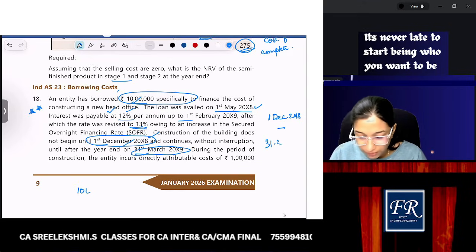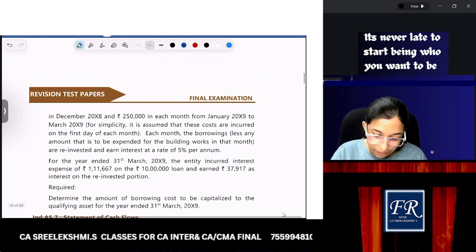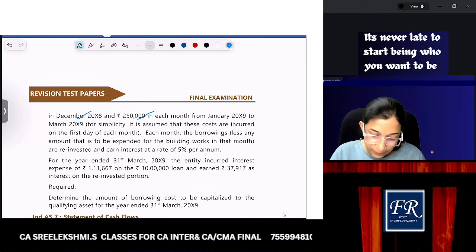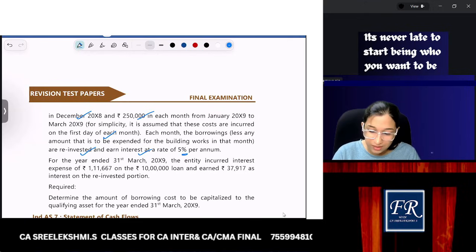So is it a substantial period of time? Let's find out. During the period of construction, entity incurs directly attributable cost of 1 lakh in December, 2,50,000 in each month. For simplicity, it is assumed that these costs are incurred on the first day of each month. Each month, the borrowings less the amount expected for the building works are reinvested and earned interest at 5% per annum. For the year ended 31st March 19, entity incurred interest expense of 1,11,667 on 10 lakhs loan and earned 37,917 as interest on the reinvested portion.